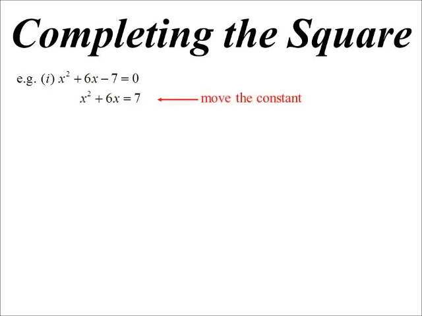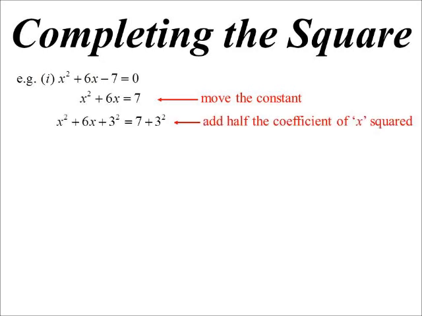So back to our quadratic equation. Now this one does factorise, but let's pretend that we can't do it. So the idea of completing the square. First thing we do is we move the constant number to the other side. So the 7 goes over.